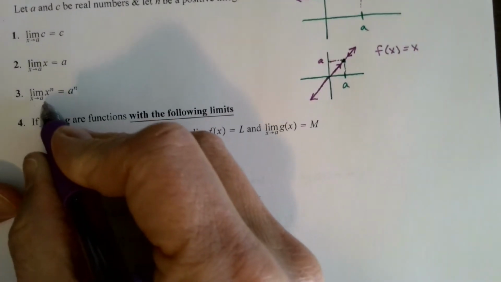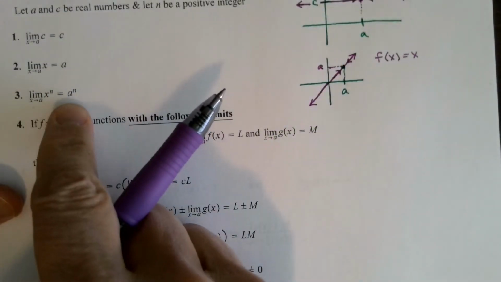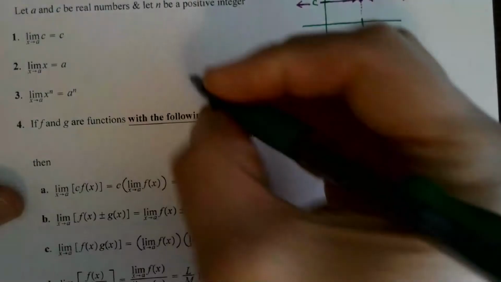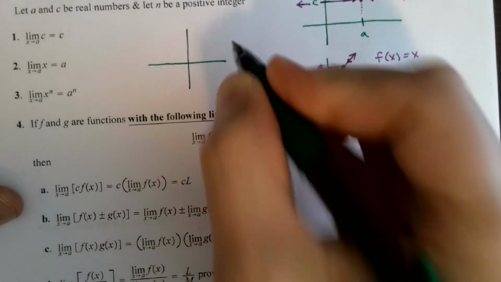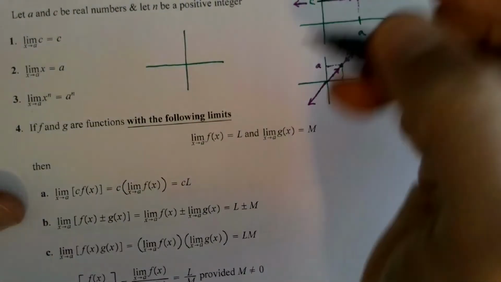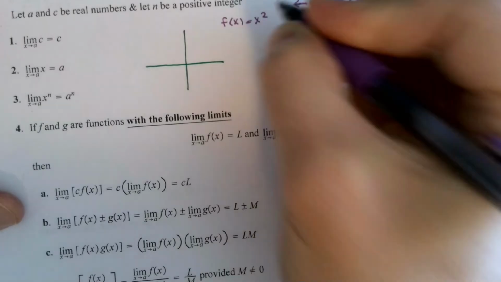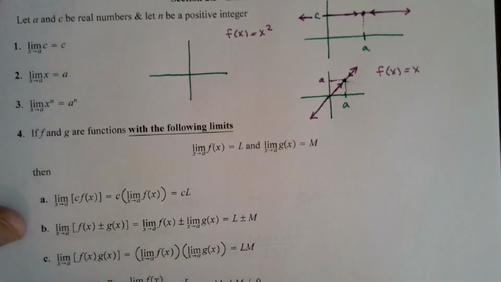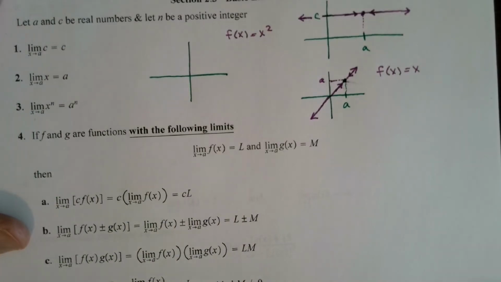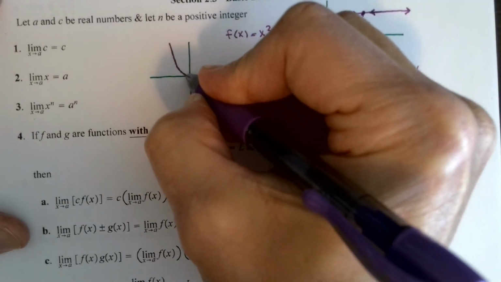Similarly, the limit as x approaches a of x to the n, remember n is any positive integer, is a to the n. And then we'll look at one more example there. Let's look at the case for n equals 2. If I'm thinking about the function f of x equals x squared, then what does the graph look like? You should know it's a parabola opening upward with the vertex right at the origin, 0, 0.